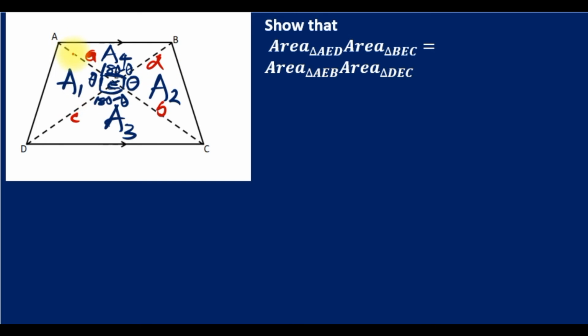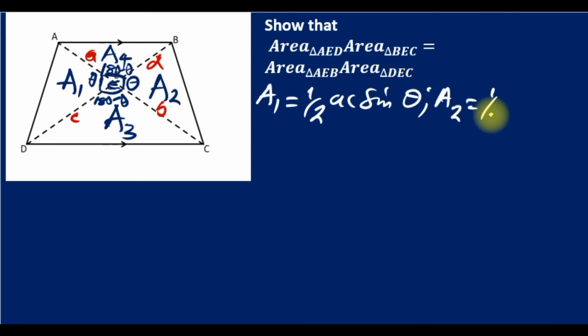So as you can see, we have SAS triangles here, so we find the area. We now see that A1 is half AC sine theta. Do you remember? The area of a triangle given two sides and an included angle. That's it. Again, A2 is half BD sine theta.